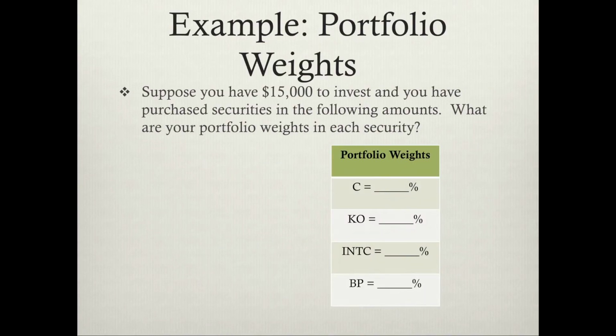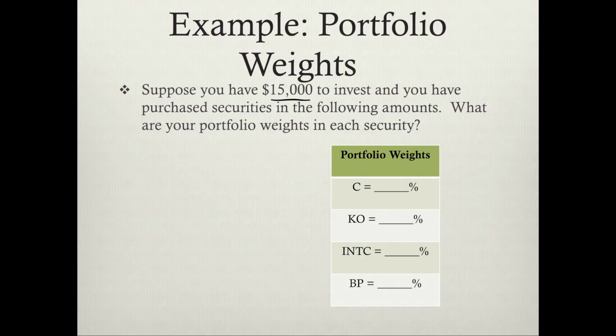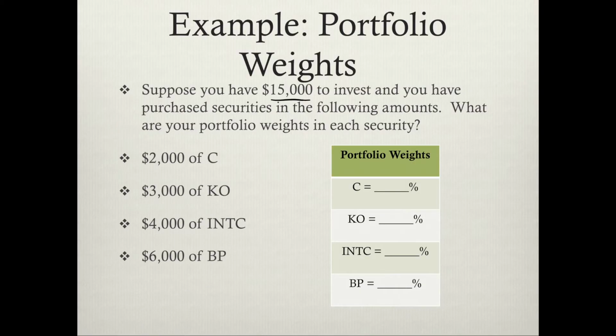So here we have an example where we have $15,000 to invest. We've purchased securities in the following amounts. What are your portfolio weights in each security? What we have here is $2,000 of Citigroup, and this $2,000 is the total market value of our investment, which is simply the number of shares multiplied by the share price. We invested $3,000 in Coca-Cola, $4,000 in Intel, and $6,000 in BP for a total of $15,000. So this is our entire portfolio.